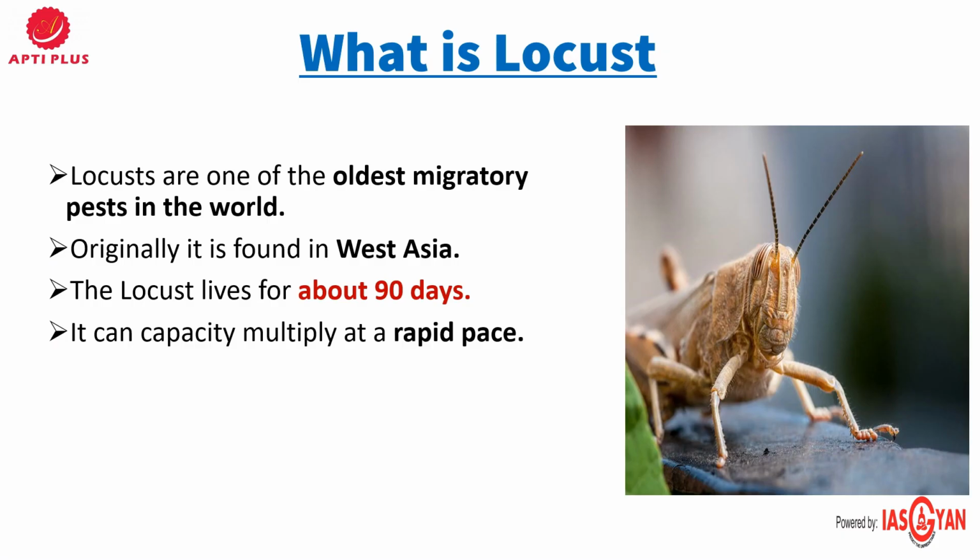Basically, locust is one of the oldest migratory pests found in the world. This is a very important point. Second, it was originally found in West Asia, so the place of origin can be West Asia. Talking about their life, locusts live for almost 90 days, not more than 90 days. And they have a rapid capacity to multiply. So these are some of the characteristic features of the locust.